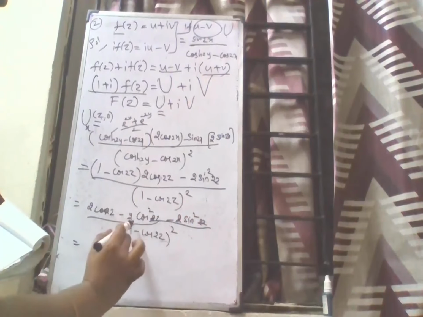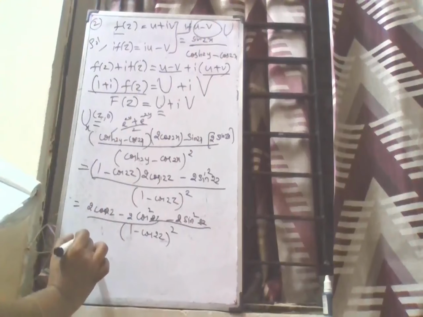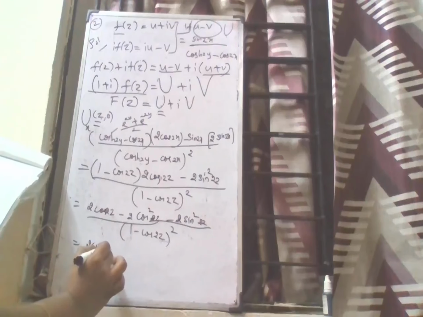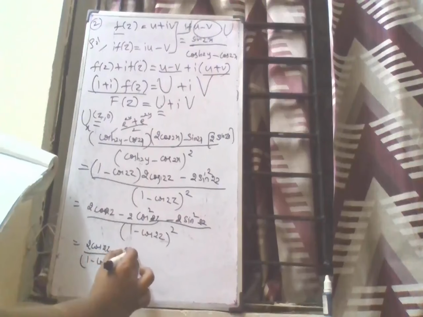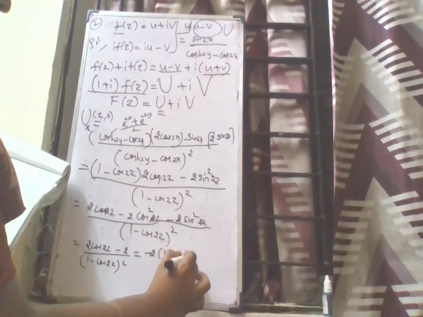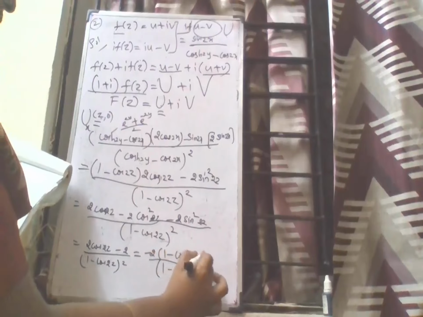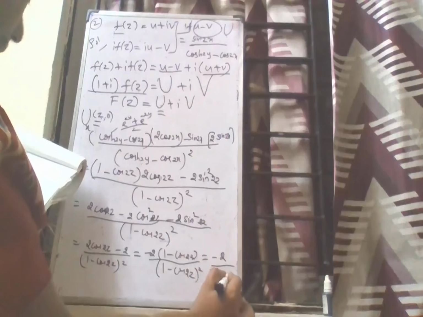So directly tell the answer. If I take minus 2 out, I'll get cos square 2z plus sin square 2z, which is going to be 1. So I'll get the answer like 2 cos 2z minus 2 divided by 1 minus cos 2z the whole square. If I take minus 2 out, what will I get? Minus 2 times 1 minus cos 2z divided by 1 minus cos 2z the whole square, which is equal to minus 2 divided by 1 minus cos 2z. So this will be the answer.